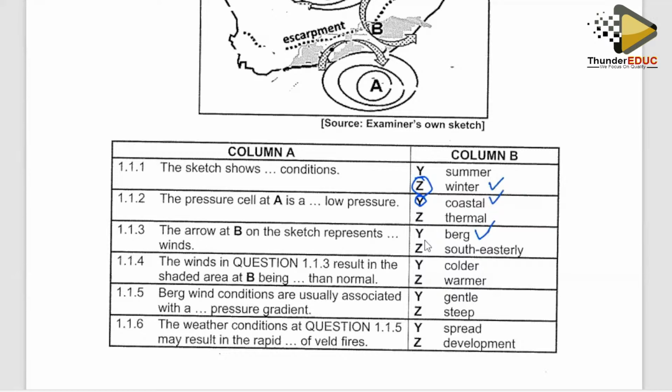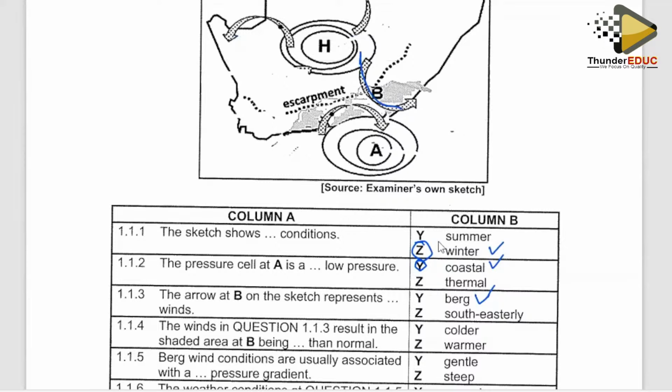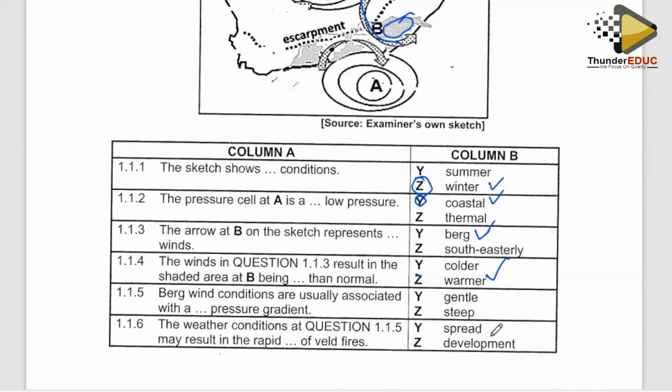Winds in question 113 above, it results in the shaded area being dash than normal. This area here, because of this wind coming from the interior, which is coming from the Kalahari going towards the coastal area, it results in this area here. How does it affect that particular area? The area becomes warmer. We understand that the backwinds are gusty, hot, and dry winds. They cause dry conditions. So they cause conditions warmer than normal conditions in that area, should it be?